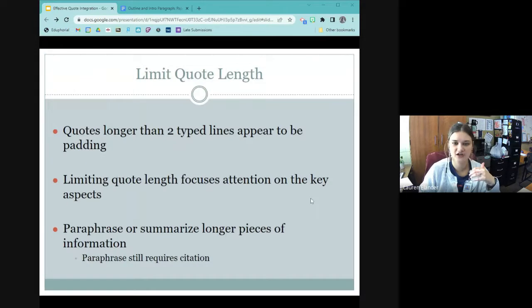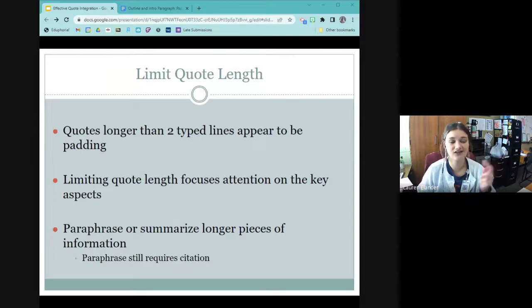So first thing, when we're thinking about doing a research paper, we need to have limited quote length. They should never be longer than 2 lines typed at a time. So when we're thinking about that in a paragraph, it should be one of the smaller sections of our paragraphs.